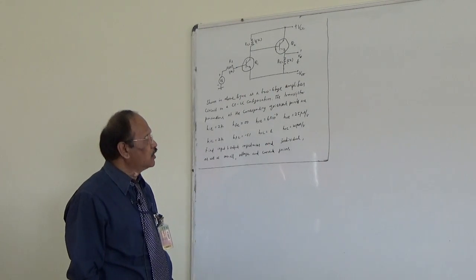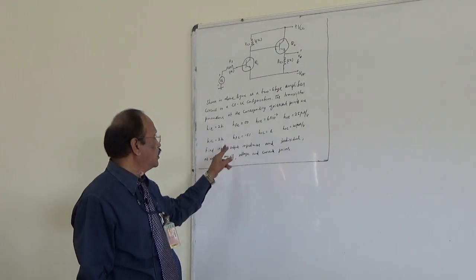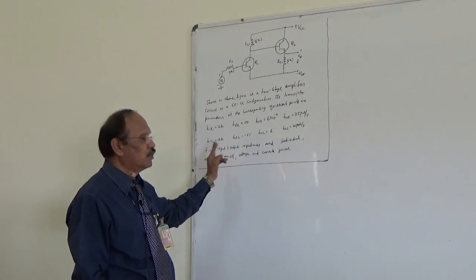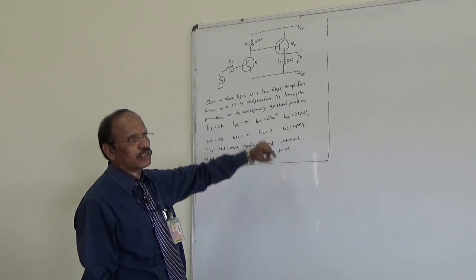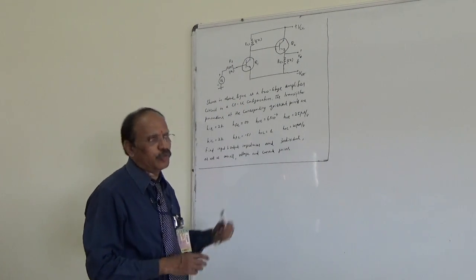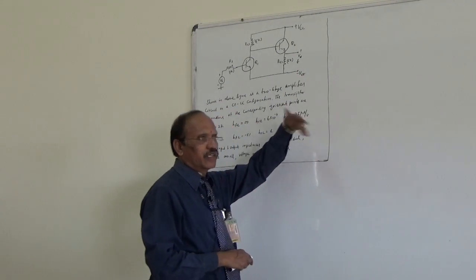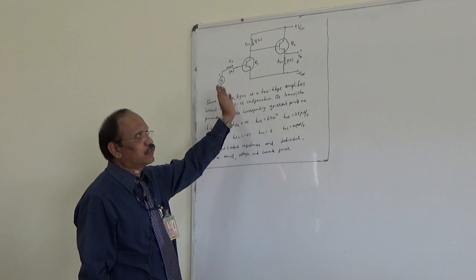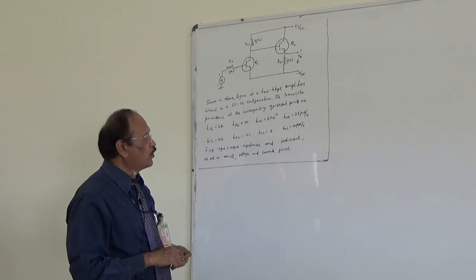Also, in order to determine the voltage gain, we have to determine the current gain first, then the input impedance. Using those values, we can determine the voltage gain. So first, let us draw the equivalent circuit for this problem. Here we can neglect plus VCC and minus VCC. By drawing the equivalent circuit, we can get the picture in an appropriate manner.